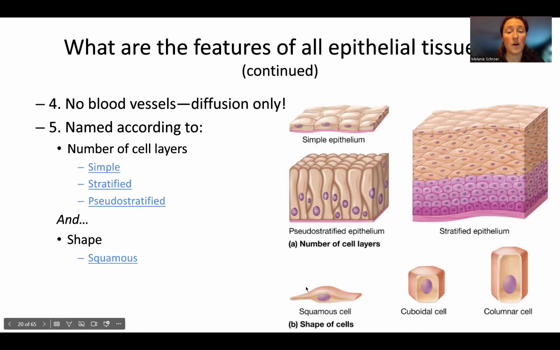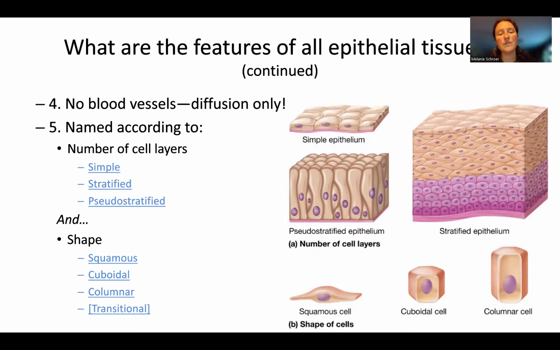The shape. Squamous cells are flat, they're squished, they are scale-like. Cuboidal cells are cube-shaped, they're about as tall as they are wide. And columnar cells are much taller than they are wide. So they're little columns. We also have transitional cells, which sometimes look a little bit more cuboidal, and sometimes they're stretched out to look a little bit more squamous.